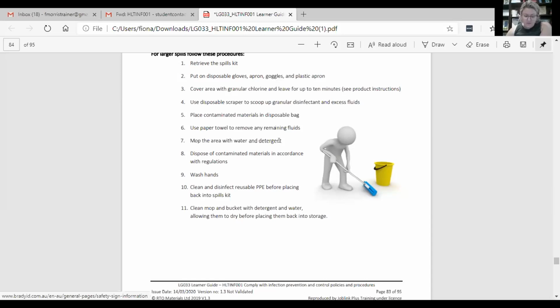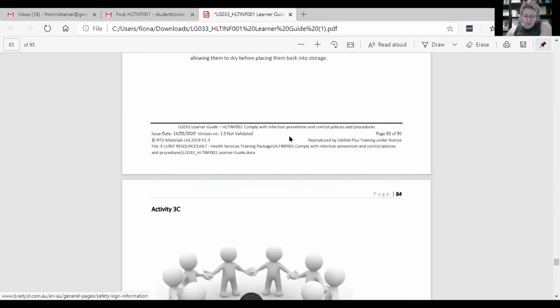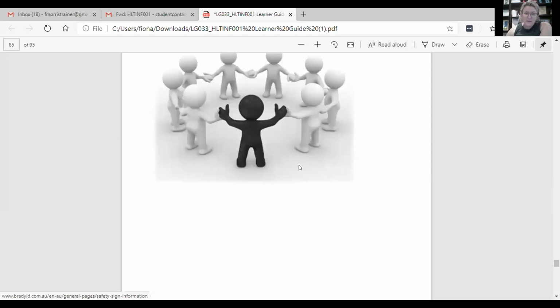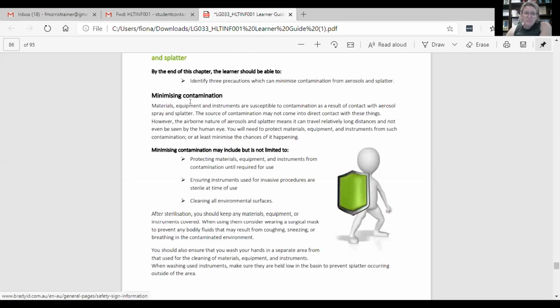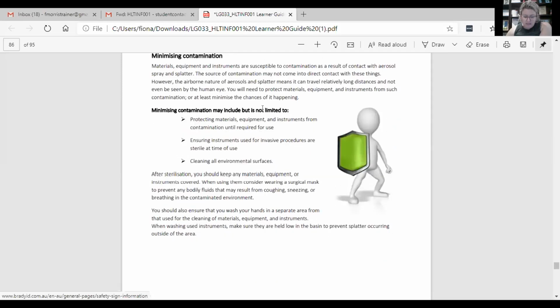3D, identify three precautions you can take to minimise contamination from aerosols and splatter. Minimising contamination may include the following. So there it is there. And that's the answer to question 3C3.